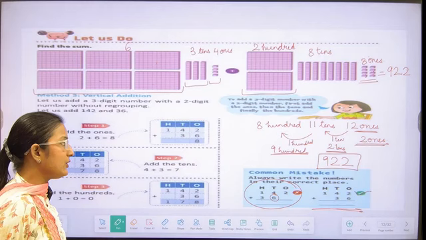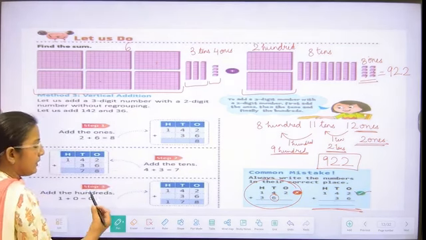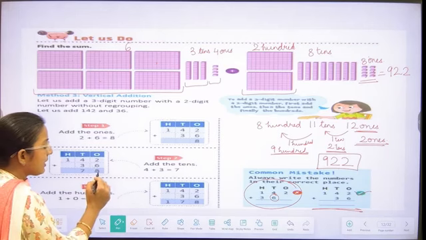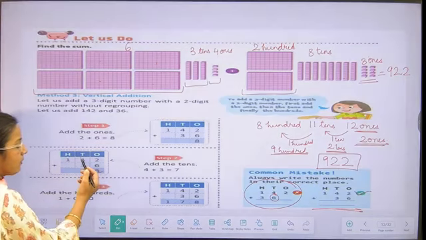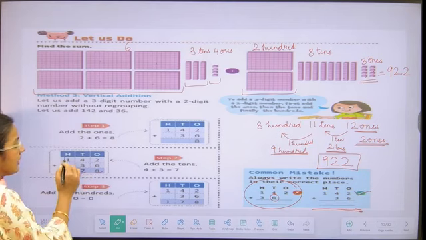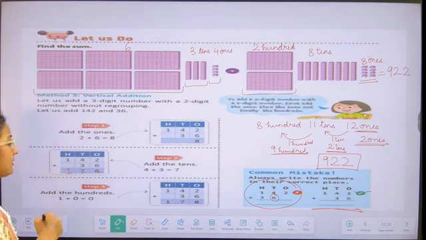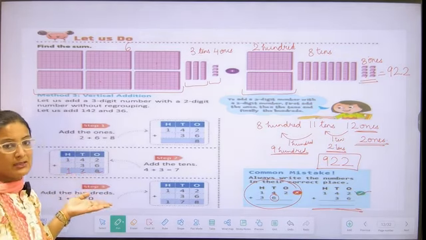Now let's do the addition, students. First we have to add the ones place value. So 2 and 6 will make 8, students. Now moving to the tens, 4 and 3 will make 7. And at hundreds we are having only 1. So we can say that our sum will be 178, students.